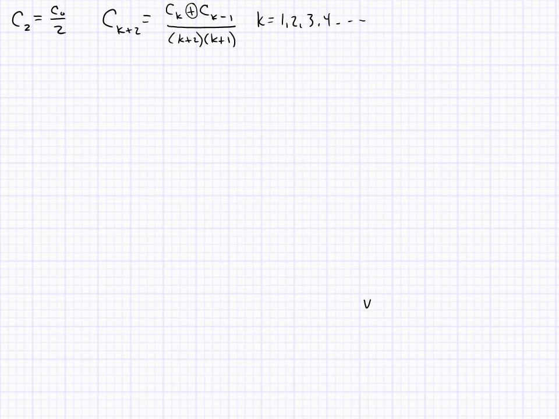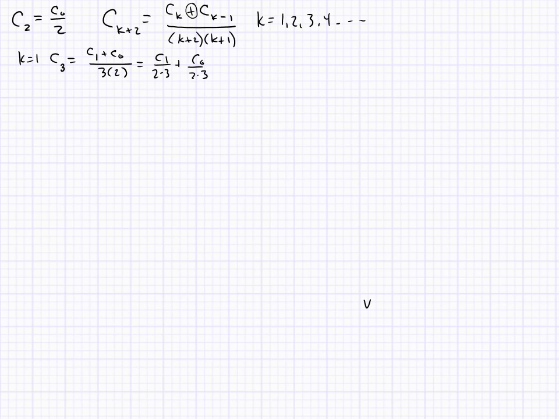Alright, so we have to generate some terms here. Let's start with k equals 1. For k equals 1, we get c sub 3 to be c sub 1 plus c sub 0 over 3 times 2. Now I could leave that like that. Another way I could write it is c sub 1 over 2 times 3 plus c sub 0 over 2 times 3.